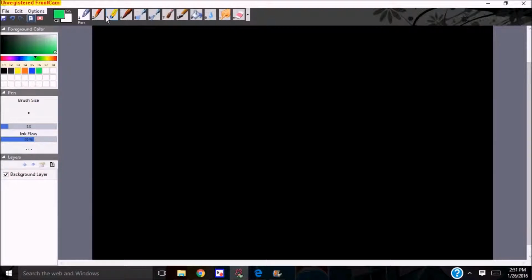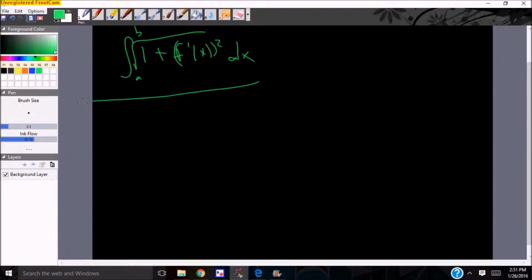So if you remember, we've done arc length before when we had a function of x. And we had an integral of the square root of 1 plus the derivative squared from a to b dx. This is the arc length of our function from a to b.